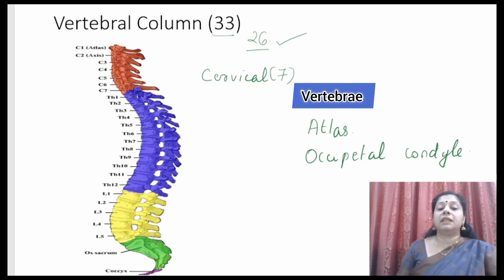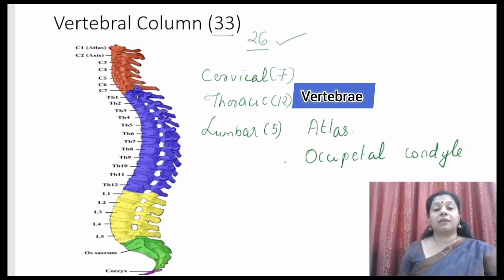Then we have the next part, called the thoracic vertebrae. Thoracic vertebrae are 12 in number. They support our chest cavity. Followed by that, we have the lumbar vertebrae. Lumbar again, 5 are there. They support our abdominal region.